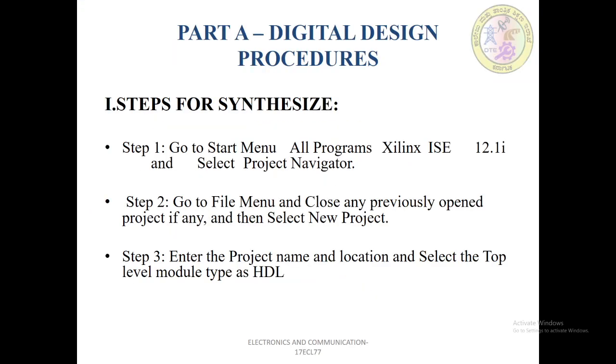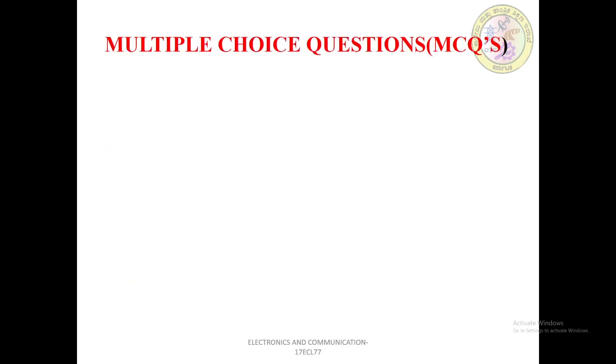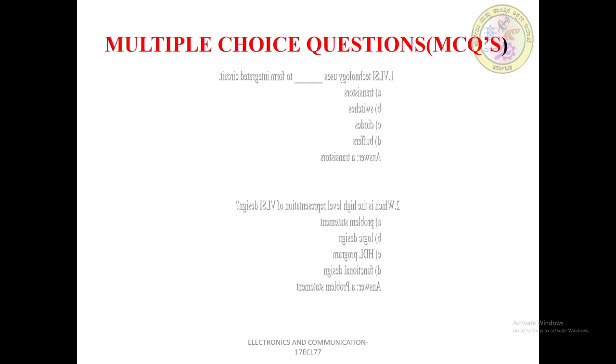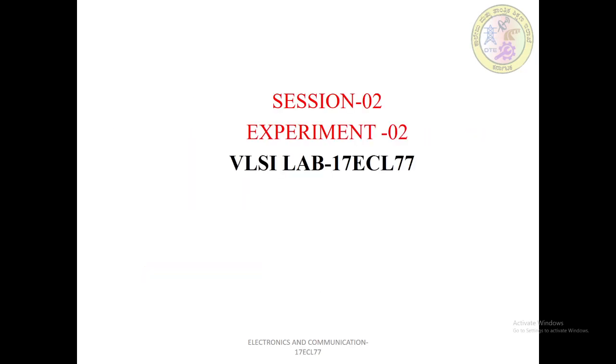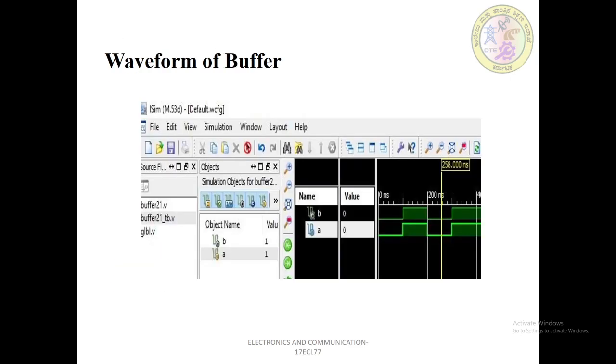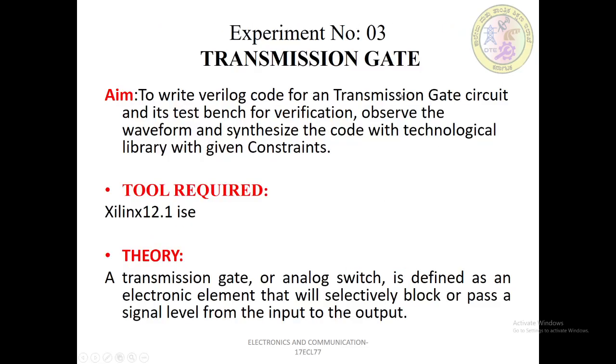Welcome to the next session of part A. In this session we are learning about the next circuit, the transmission gate. The transmission gate is one of the electronic circuits which is used in various applications. It is experiment number 3, transmission gate. Here also we are writing the Verilog program. The tools required are again the same, Xilinx 12.1.